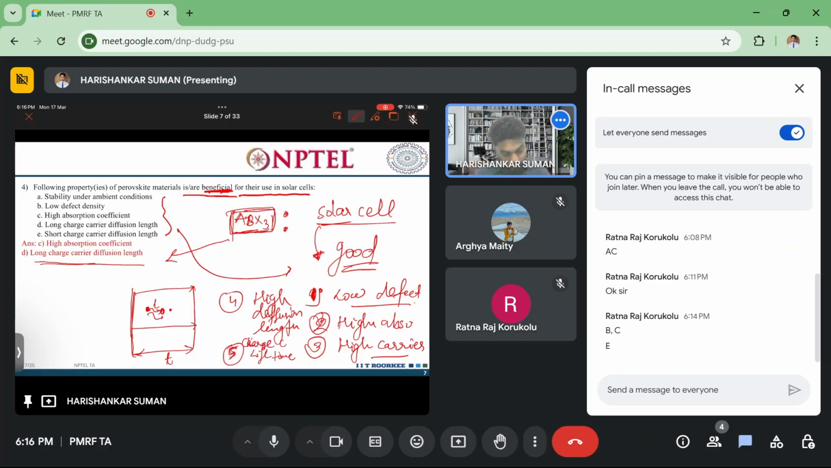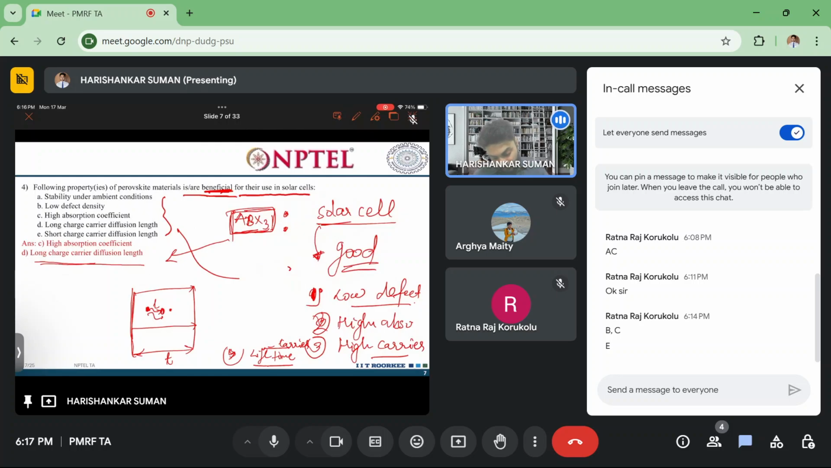Charge carrier lifetime should be high, and the material should also be stable in ambient condition. It should survive long, like silicon, which has a lifetime of 25 years. It should be like that. Clear?